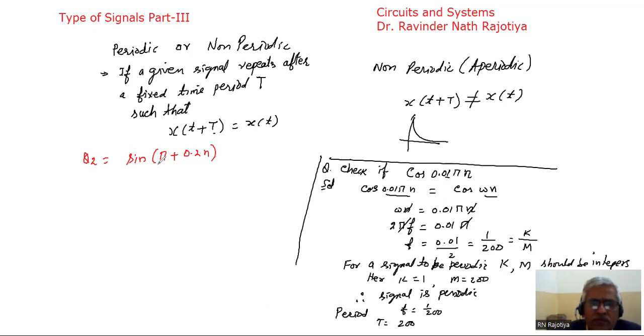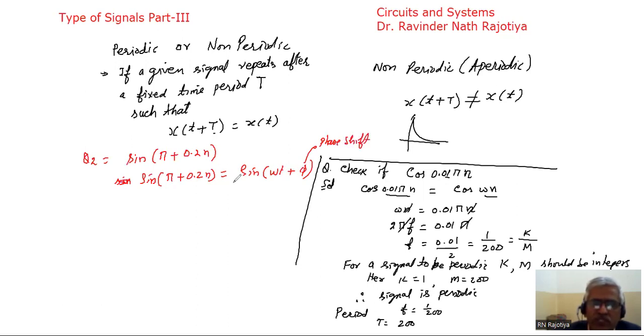What exactly do we mean here? I mean that the signal is of the form omega n plus some phi, so this is a phase shift. I can write this sine of pi plus 0.2 n as sine of omega t plus phi, some phi value, and this phi is nothing but a phase shift.